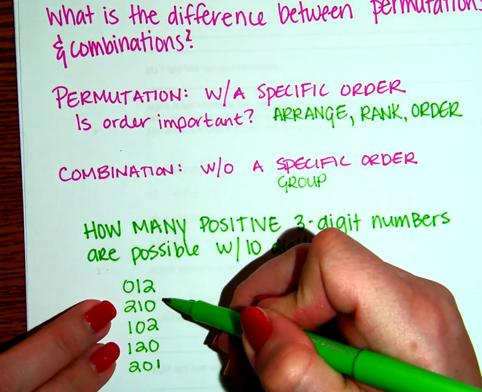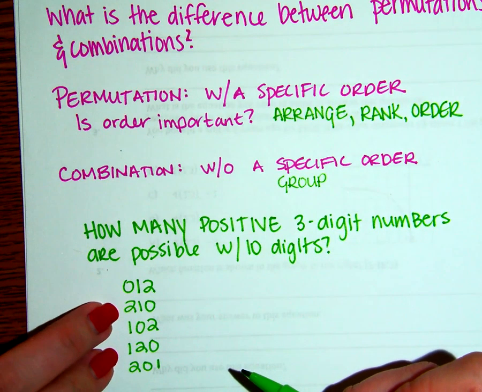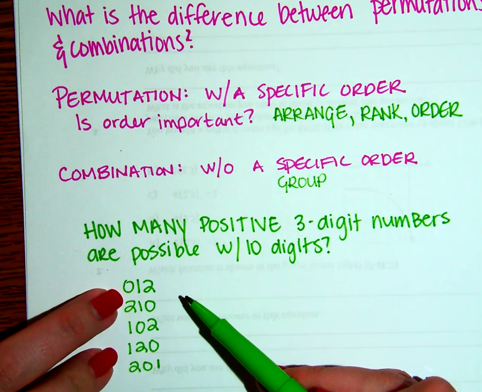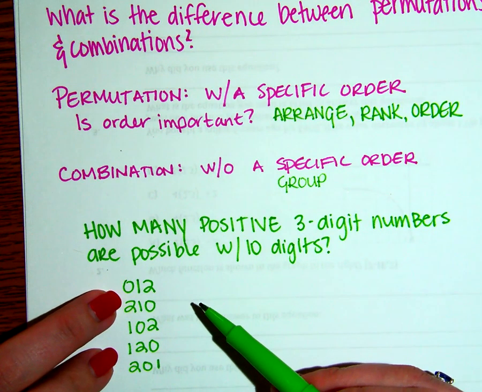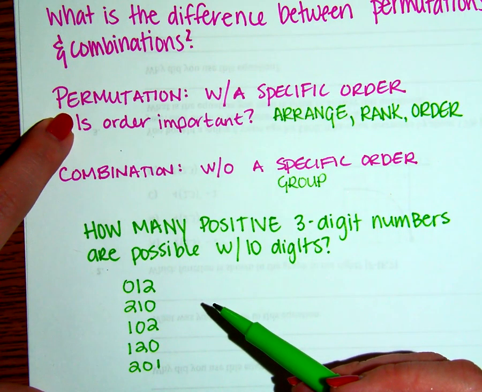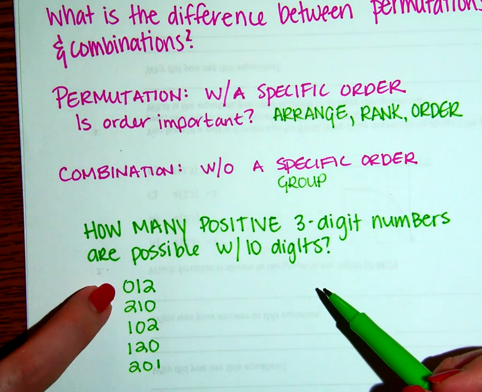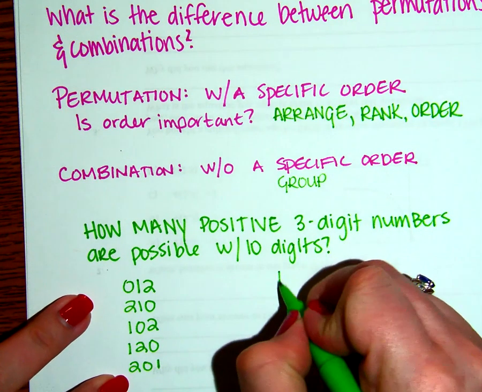Okay, would 12 be the same thing as 210? So does it matter whether you have a 0 first or a 2 first? So would you say that order is important or it is not important? It is important, because if I put a 2 first, that's going to be a completely different number than if I put a 1 first, which is going to be a completely different number than if I put the 0 first. So this is a permutation. Okay? So how many positive 3-digit numbers are possible with 10 digits? These are all different numbers because order is important. This would be a permutation.